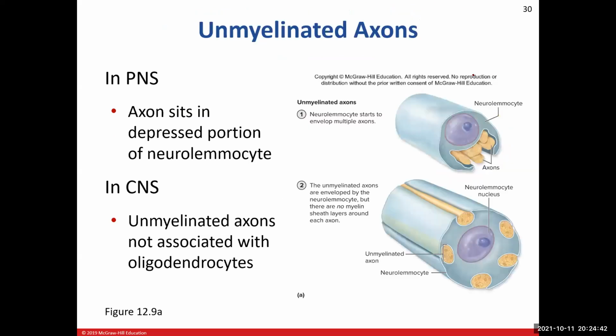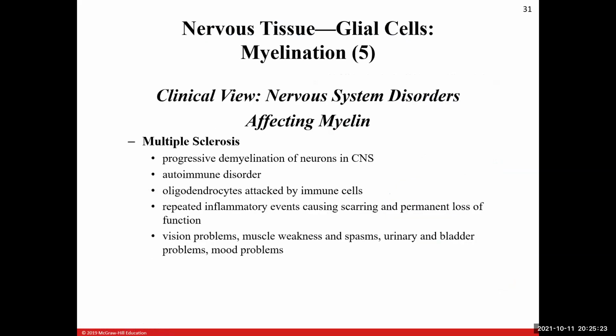So here you can see in the peripheral nervous system we have a bunch of axons. They're just together, and then you've got this neurolemmocyte that comes over to it and kind of gobbles them all up. Normally the cell itself will just wrap around one individual axon. In this case, in our unmyelinated axon, the nucleus is in the center and it pushes the axons to the periphery here. And so they're exposed to the outside, but they haven't gotten that myelin sheath. So that's what it looks like in the peripheral nervous system.